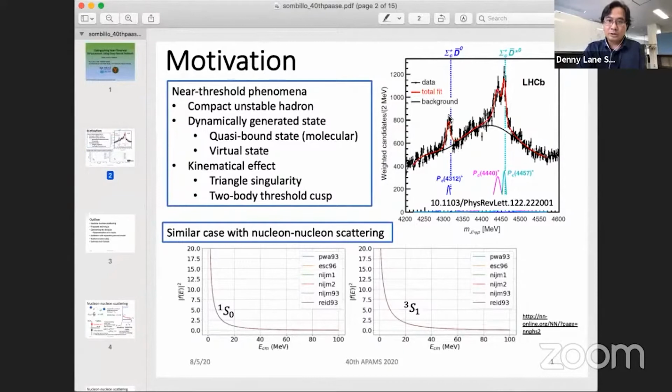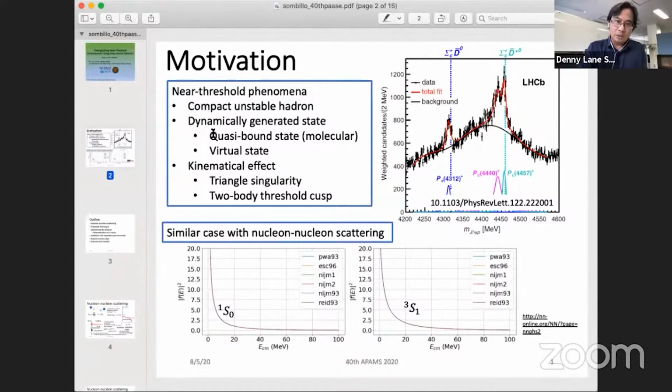And these peak structures can have different interpretations. So I tabulated them here on the left side. First, they could represent a compact unstable hadron, which is very important when you're trying to understand how hadrons are formed in QCD, that is confinement. And not all these peak structures correspond to elementary particles or hadrons.